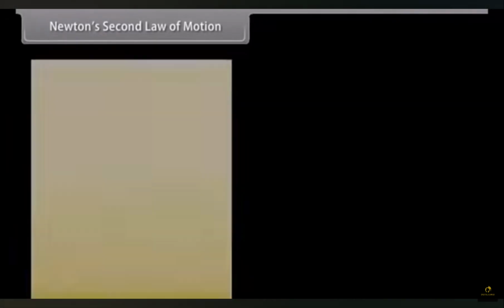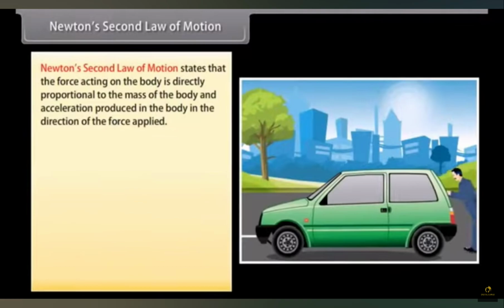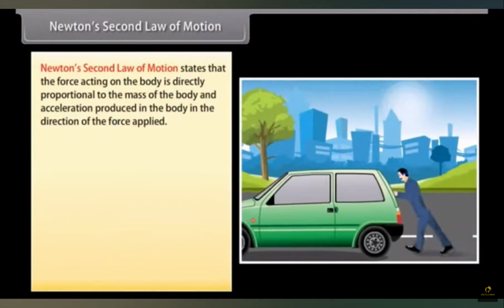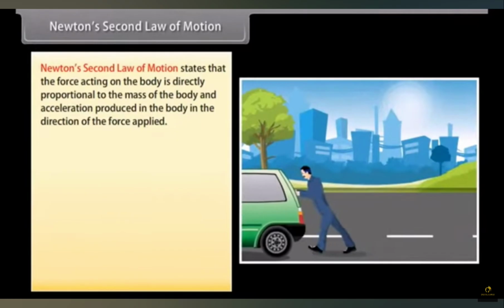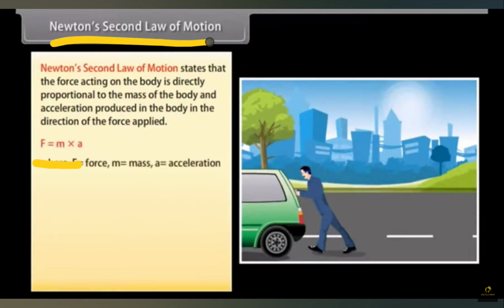Newton's second law of motion. Newton's second law of motion states that the force acting on a body is directly proportional to the mass of the body and the acceleration produced in the body in the direction of the force applied. F = m × a, where F is force, m is mass, and a is acceleration.